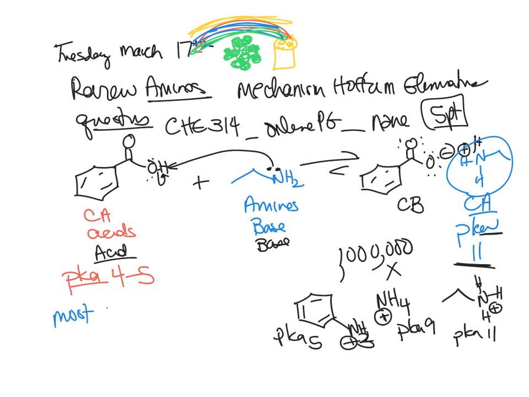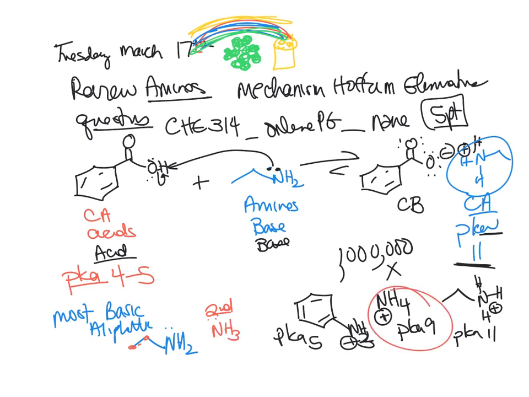And so the most basic is your aliphatic amine. And then your second would be without the electron donating group, so it'd be just the NH3. Okay, so this is number 2. And then your third would be the aromatic amine, so this is your least basic amine. This is if you do not have it protonated, so it's just that free base. They call it a free base.